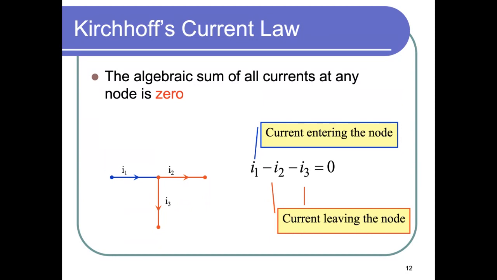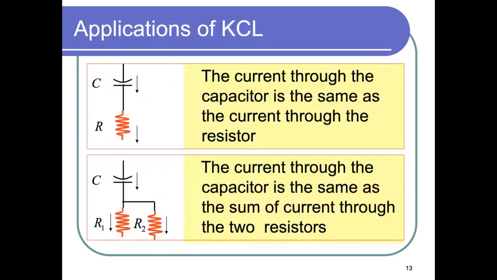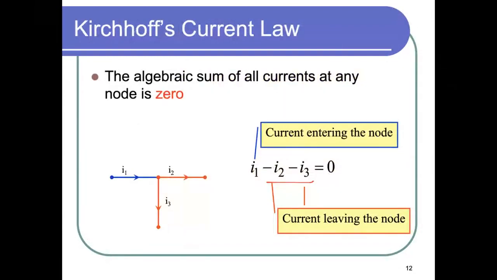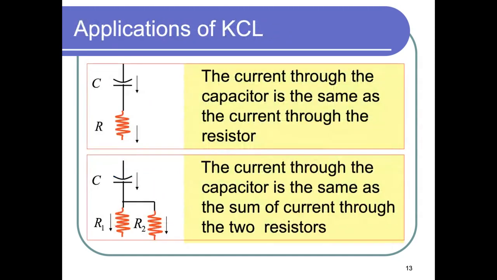For Kirchhoff's current law, the algebraic sum of all currents at any node is 0. So I1 is equal to I2 plus I3, or I1 minus I2 minus I3 is equal to 0. Also, some applications of KCL: why is the current through the resistor the same on both sides? Because you can treat the resistor as a node. The current that goes in, by Kirchhoff's current law, is the same as the current that goes out. It's one current, so there is nothing else going on. So this is one application.